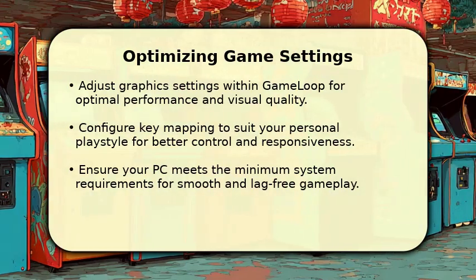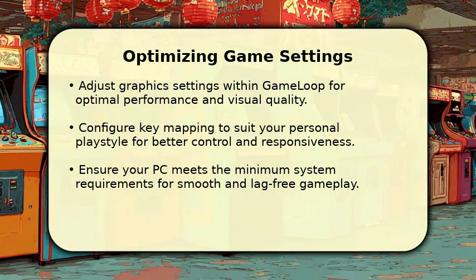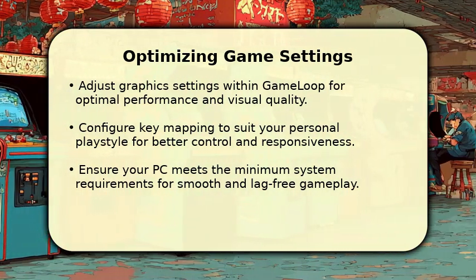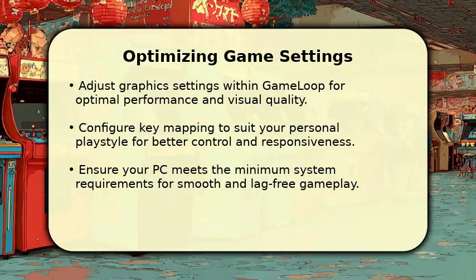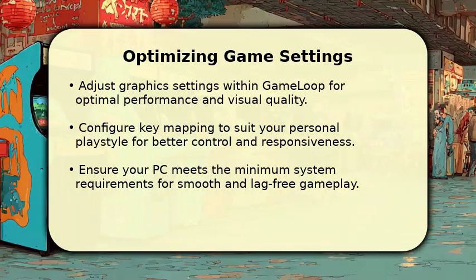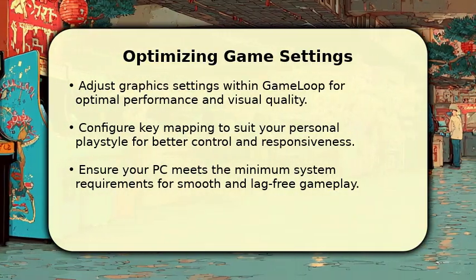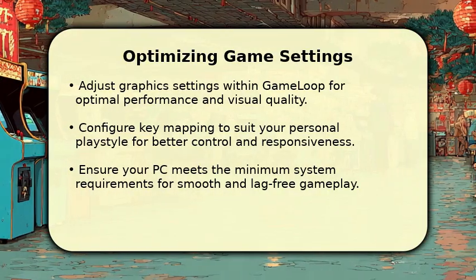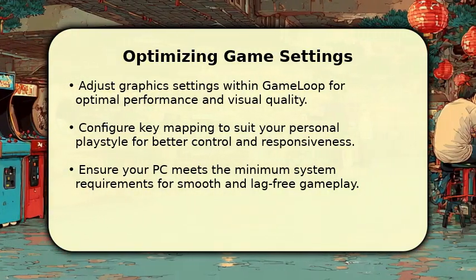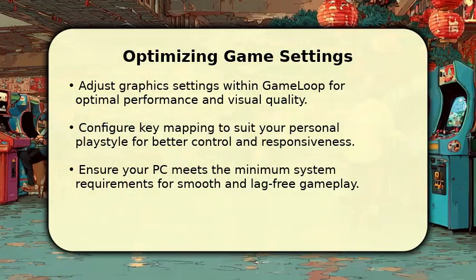Once PUBG Mobile is installed, take some time to optimize your settings within Game Loop. Adjust the graphics to balance visual quality with performance, ensuring smooth gameplay. Crucially, configure your key mapping to match your preferred playstyle, giving you precise control. Also, make sure your PC meets the game's system requirements and that you have a stable internet connection for an uninterrupted online experience. These steps significantly enhance your game.